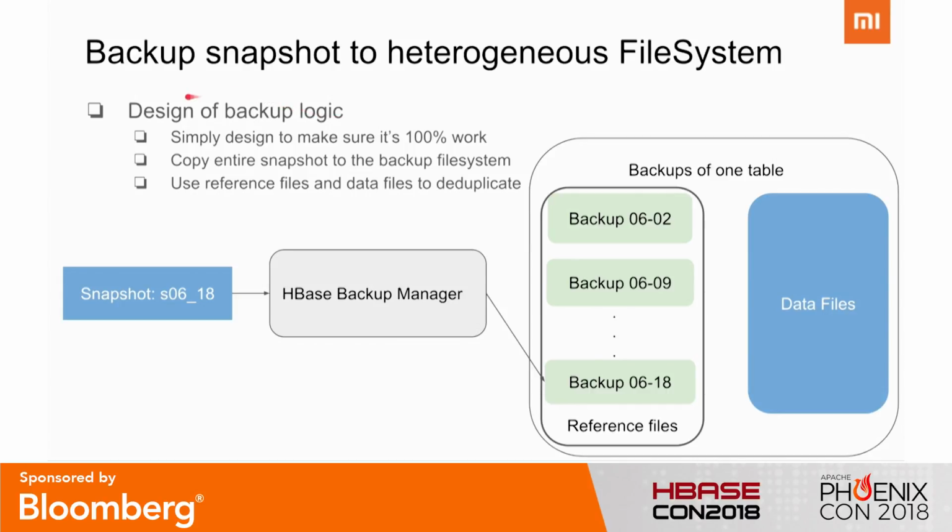The other thing we did is back up snapshots to a heterogeneous file system. Since backup is the last choice when we need to recover data, we must make sure it works 100%. Thus, we chose a simple design for the backup logic. We constructed an HBase backup manager to export a snapshot of important tables to another file system every week, and use meta files and data files to help deduplicate. As the figure shows, there are multiple backups of reference files and a single pool of data files.